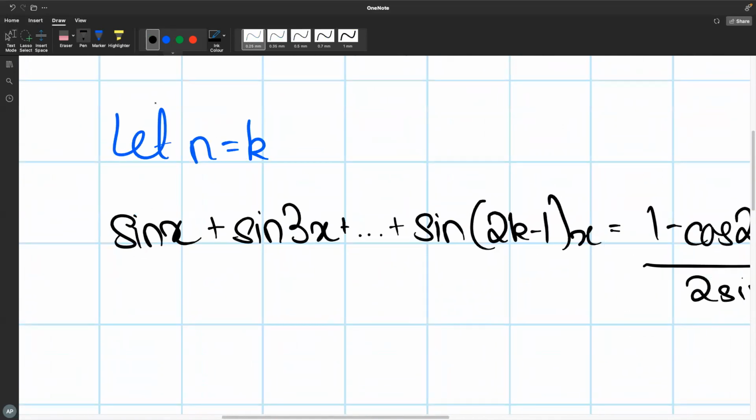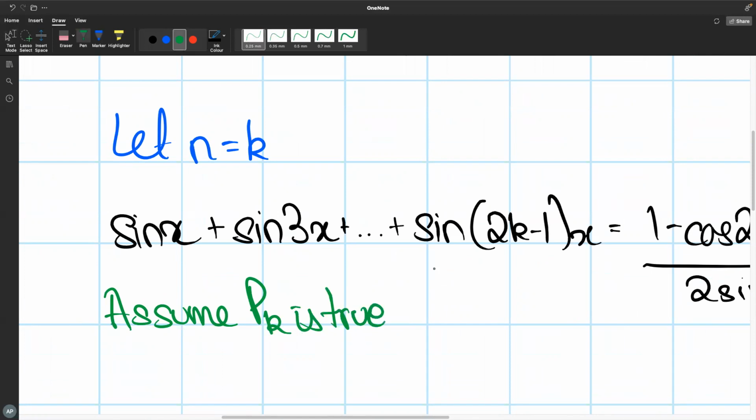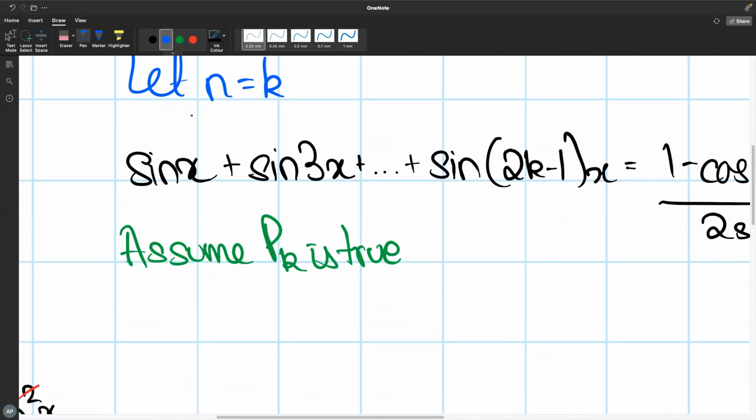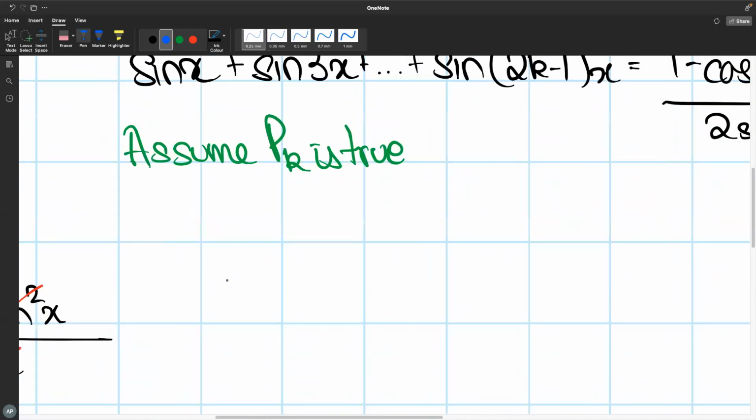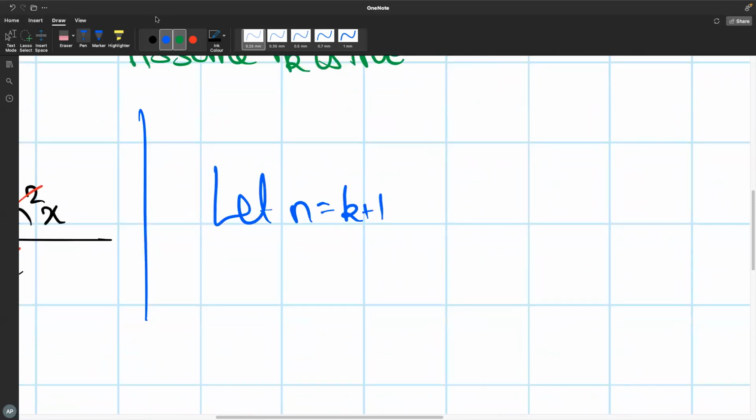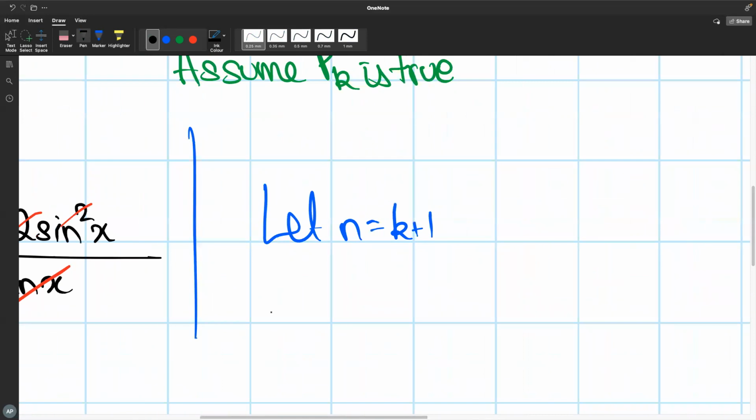Now, to prove P of n as true for the next integer, we're just going to assume that, so assume P of k is true. So this is just a stepping stone to help us solve for the next integer. And because we don't know exactly what integer k is, we're just going to use k plus 1. So let n equal k plus 1. Now, once again, we're going to write out the proposition.